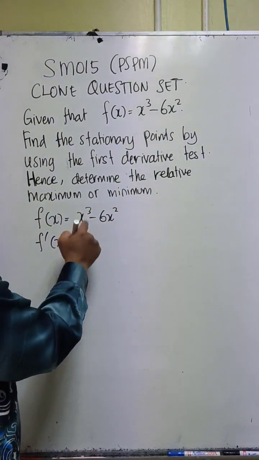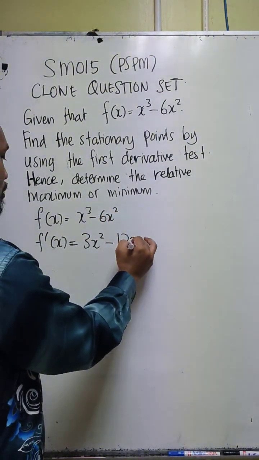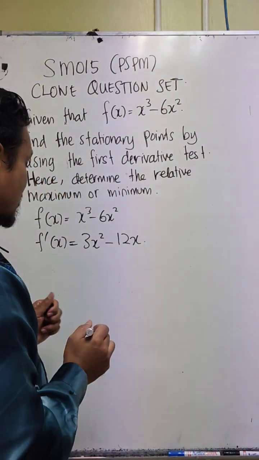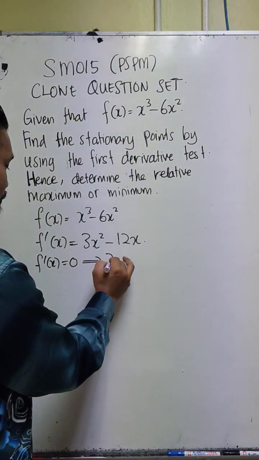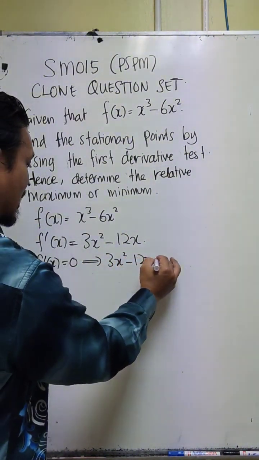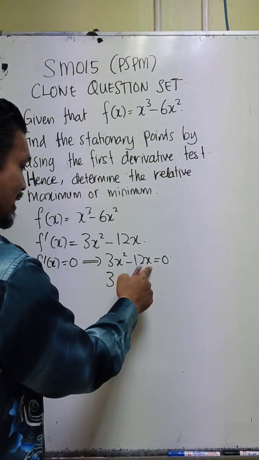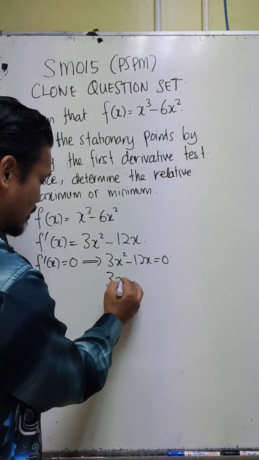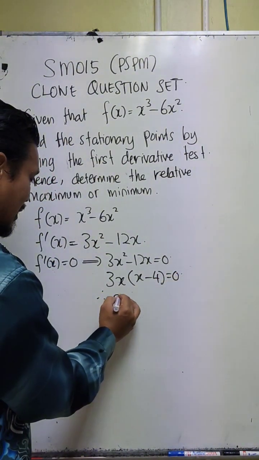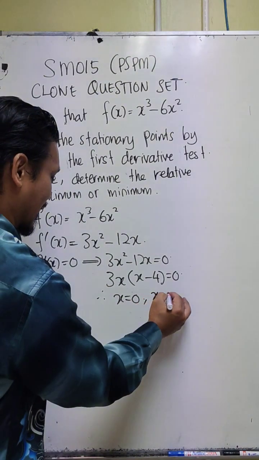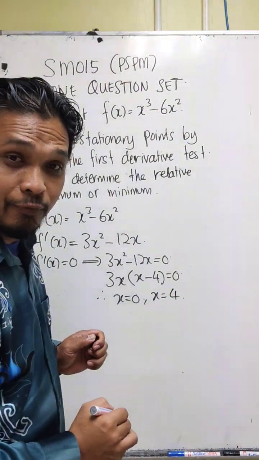f prime x equals 3x squared minus 2 times 6, which is 12x. Make f prime x equal to 0, so we have 3x squared minus 12x equals 0. Factorize 3 and x, taking out one of the x, then we get 3x times (x minus 4). So x equals 0, and from x minus 4 equals 0, x equals 4.